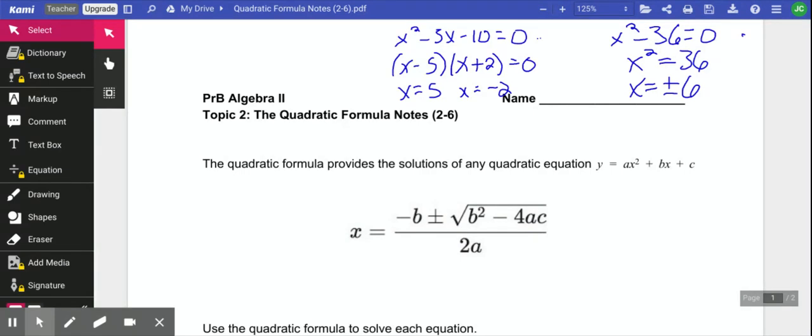So it is more work than factoring. So whenever I get the chance, I always still factor. And if I get the chance to just take the square roots, I would definitely do that. But the quadratic formula is so much better than completing the square.